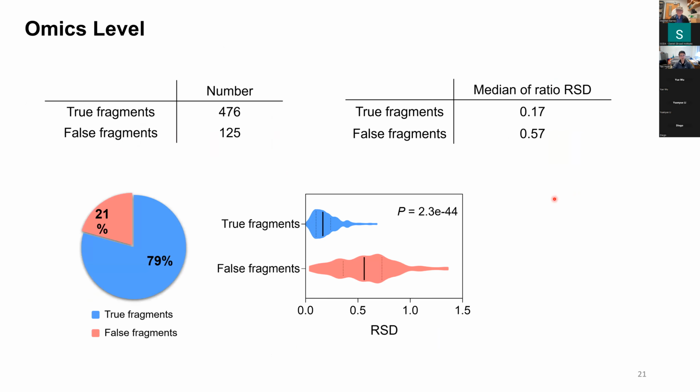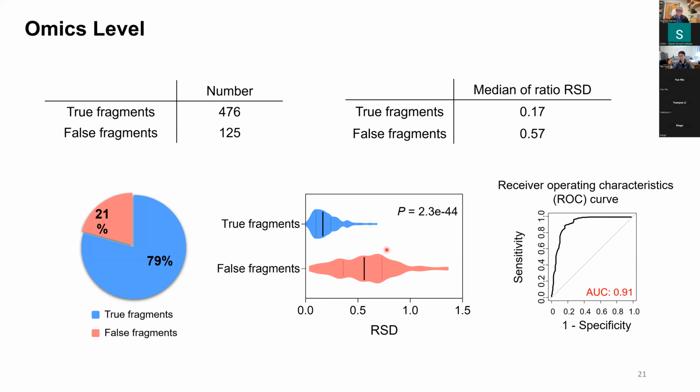And also we can view it for all these metabolites that we spiked in, all these fragments we know in these samples. You can find the distribution of the ratio RSD of the true fragments and the ratio RSD of the false fragments. So you can see it's quite different between these. If we use these ratio RSD values, we can already achieve a 0.91 AUC.